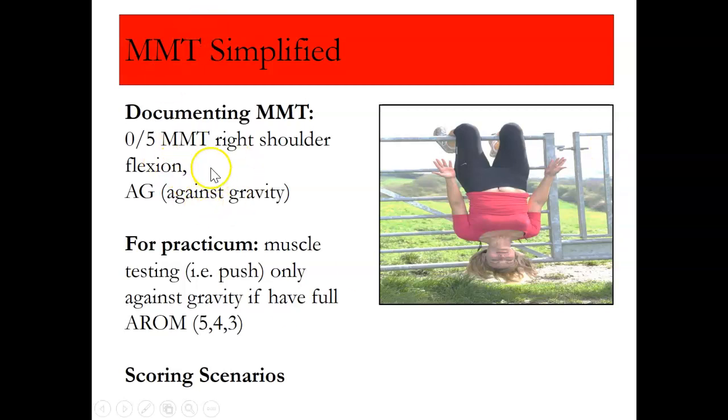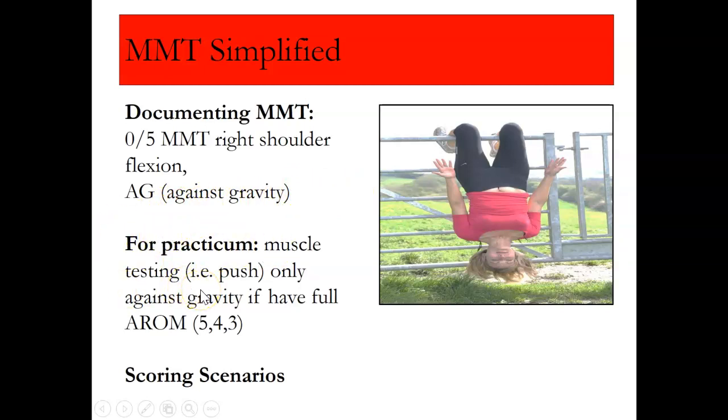When you're documenting this, you have to document it right or you're going to get it wrong. It has to be over 5. Always over 5. So it's like 1 over 5, 2 over 5, 3 over 5. And then you can abbreviate. AG is against gravity. Minimized is MG.